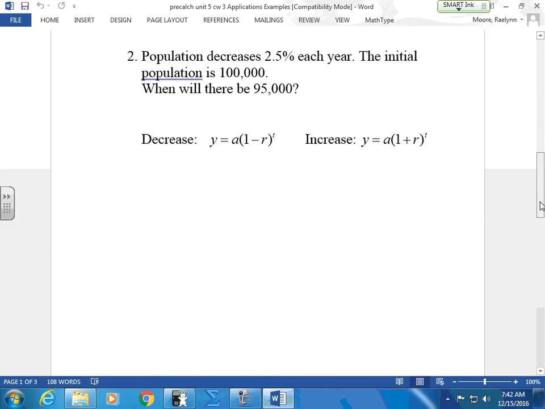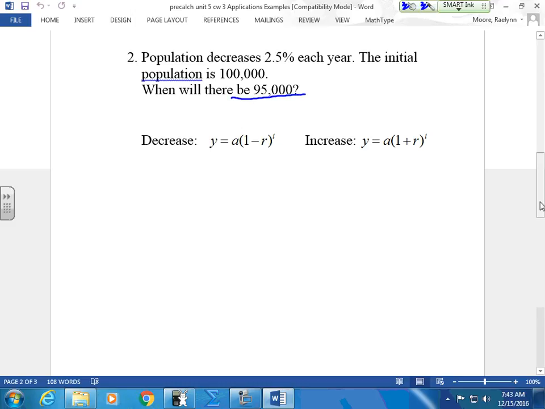All right, I have a population that decreases. My town is slowly losing people. Every year, 2.5% of what's left of those people. So it's not a steady rate. If I have 100,000 this year and I use 2.5, then whatever it is next year, I start at that number and lose 2.5 again. So when will it be 95,000? So I start like this.